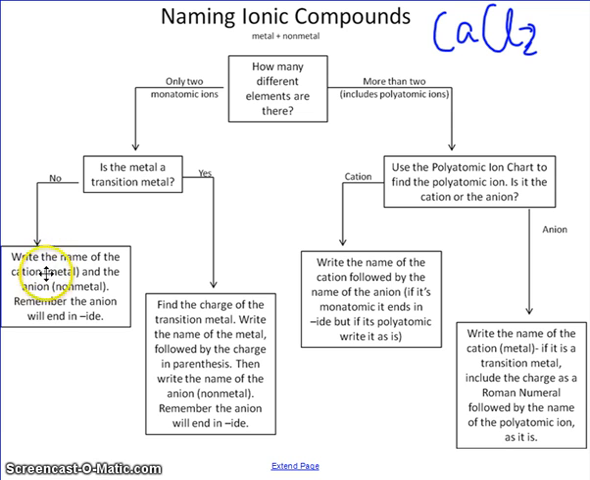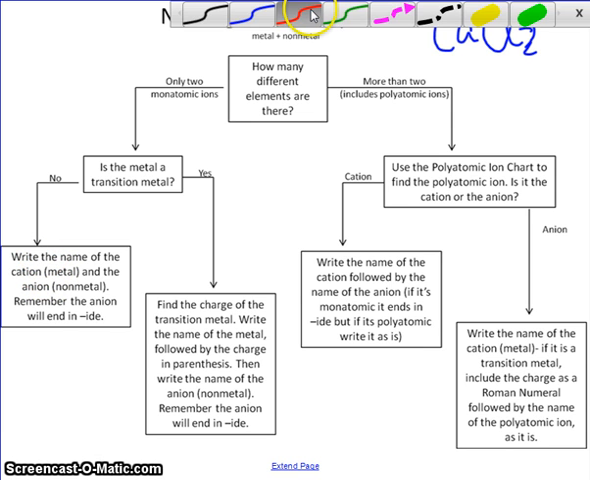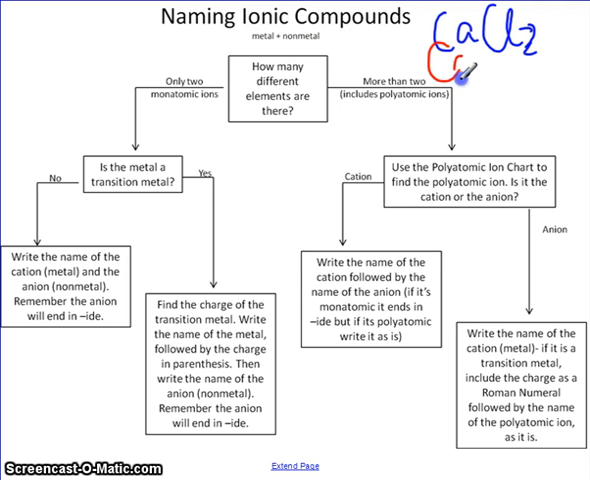So I write the name of the cation, which is the metal, which Ca is calcium. And the anion, which is the nonmetal. But remember, the anion will end in IDE. So Cl is chlorine, but to make it end in IDE, we change it to chloride. That's it, calcium chloride.